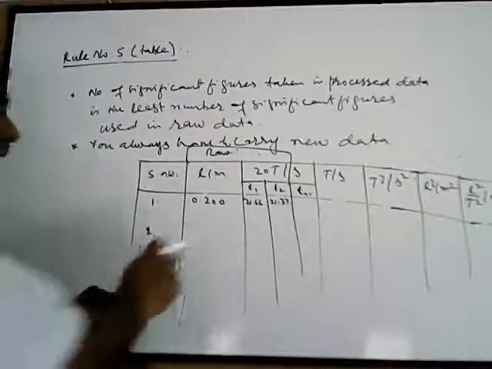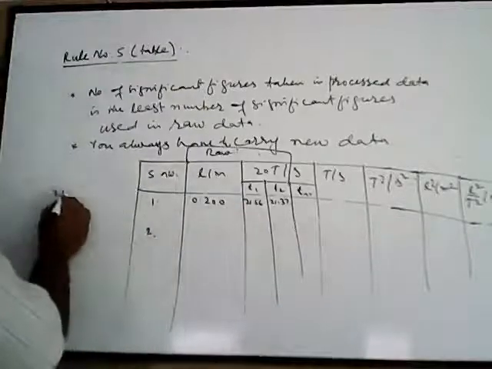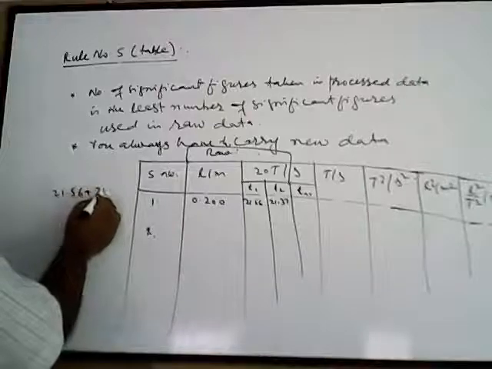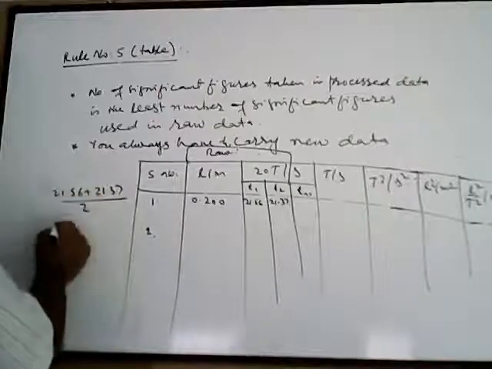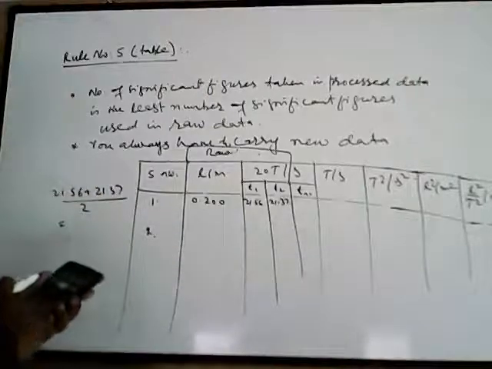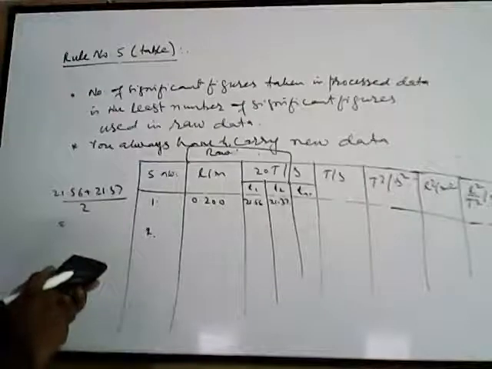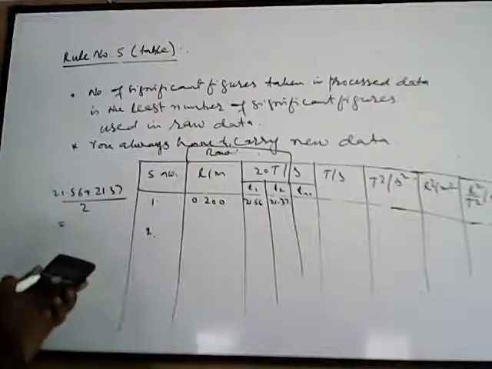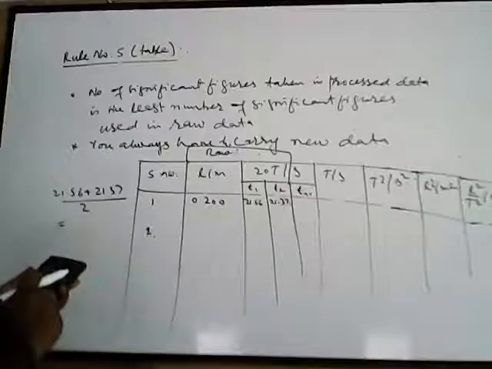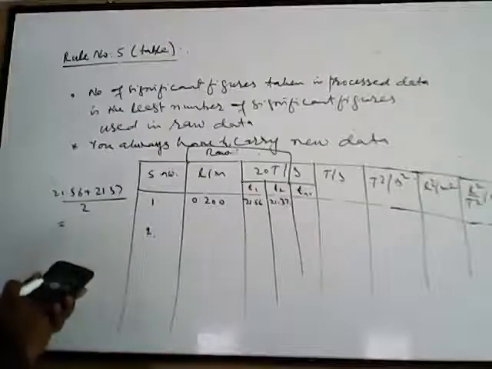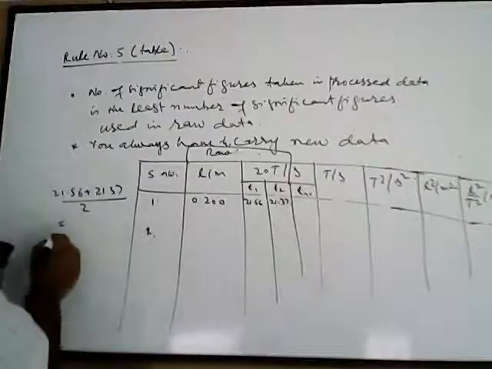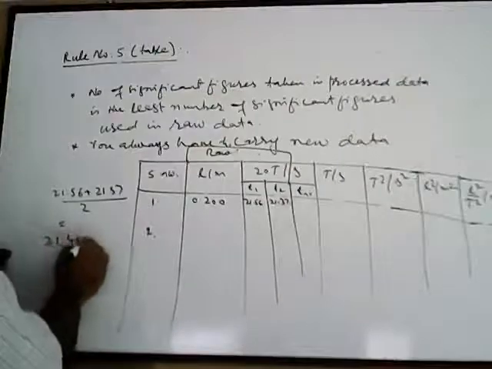Now suppose you take the average of this one, 21.56 plus 21.37 divided by 2, it comes to 21.465.